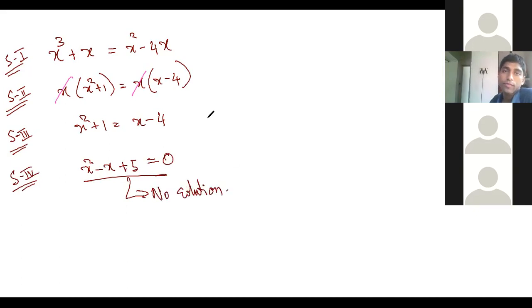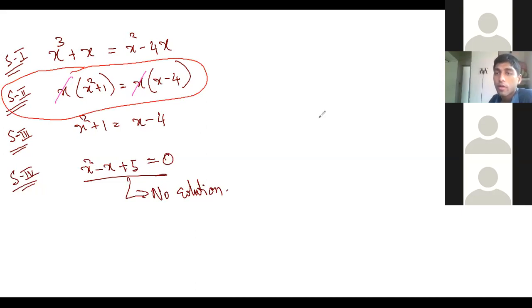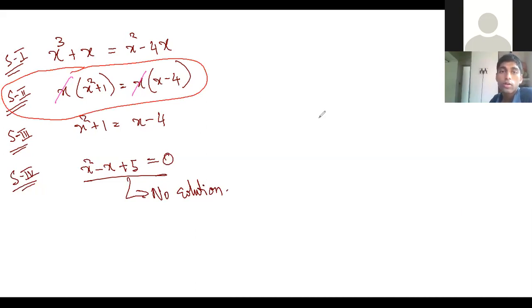So where is the mystery? This is the place where the mistake happens. This is where students make mistakes, because when you're doing this step, you're actually missing out on a solution. That is why it is not recommended that you cancel out things like this. What is the right way of doing this? The right way is to bring them both on the same side. You have to write this as x into x square plus 1 minus x into x minus 4 is equal to 0.